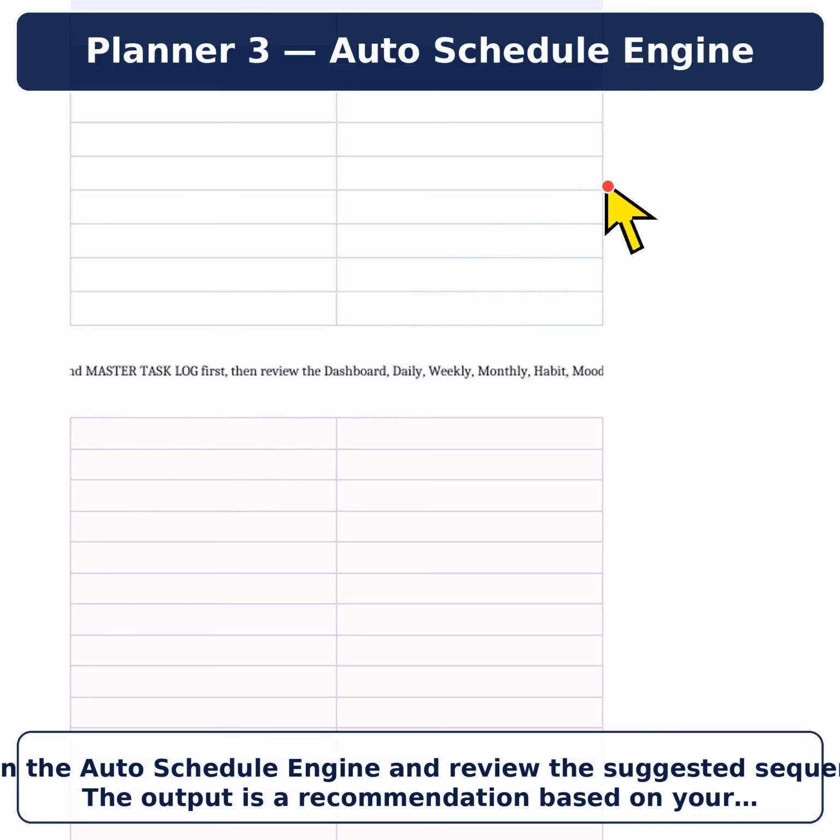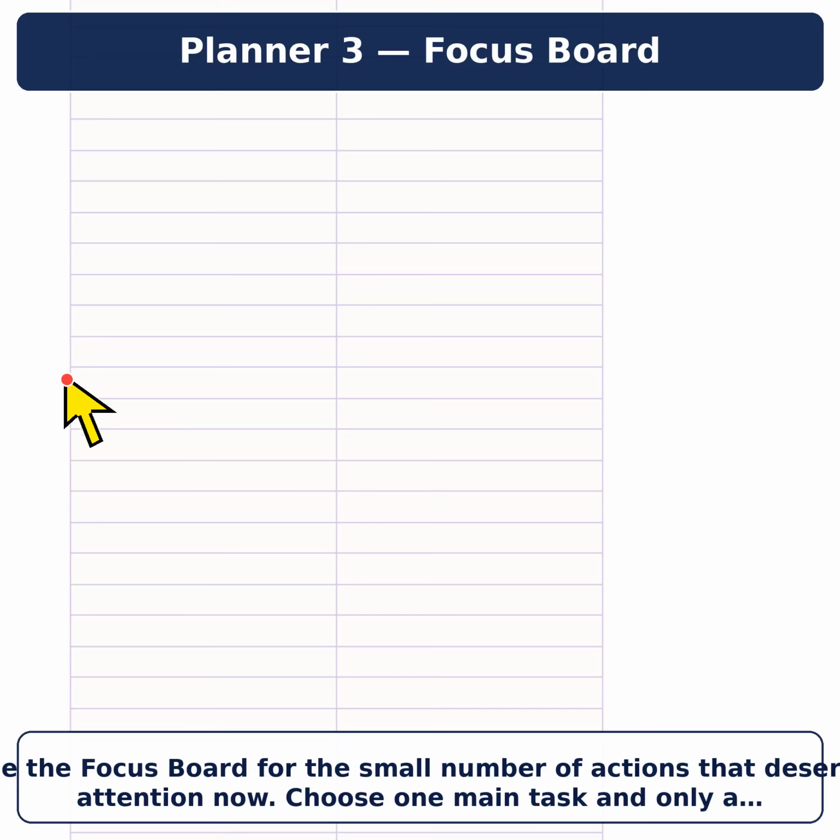Open the Auto Schedule engine and review the calculated sequence. The engine makes a recommendation based on your entries. If the order is not useful, do not type over the output. Return to the master task log and adjust the deadline, duration, priority, energy requirement, or status.